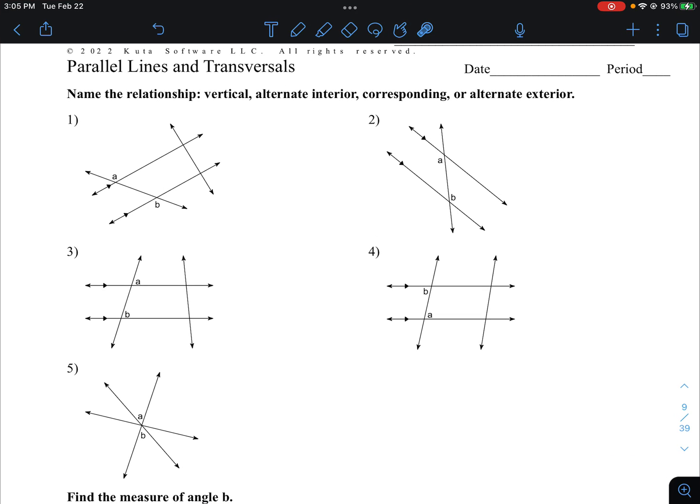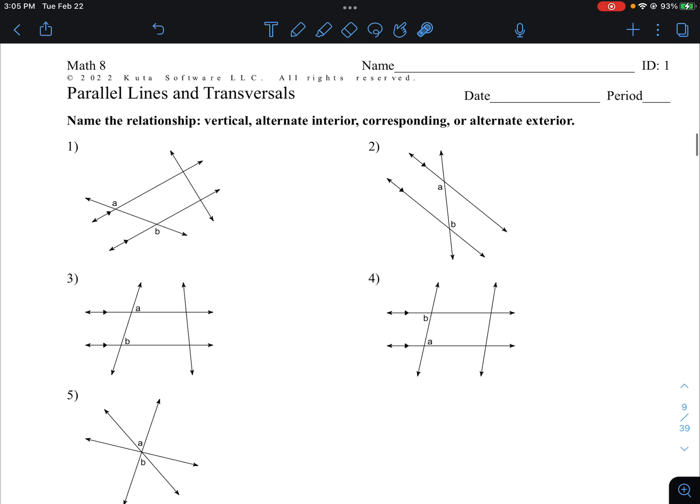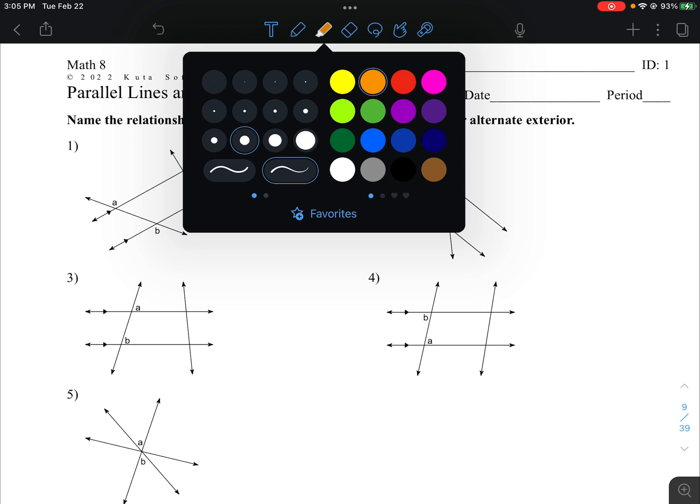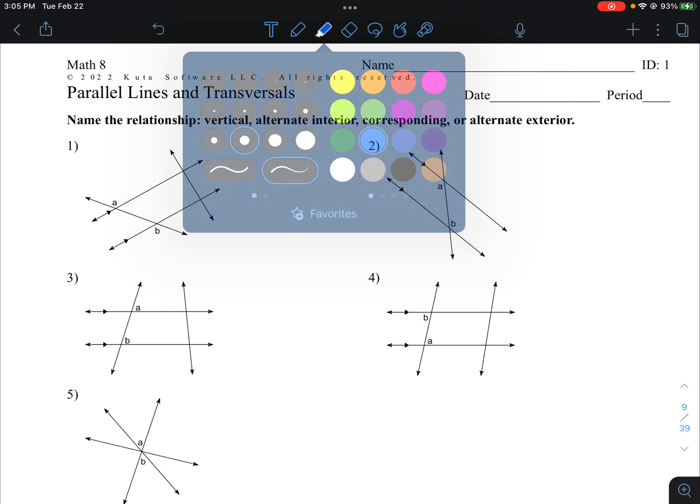In this video, we are going to look at some transversals and parallel lines and look at some relationships. So let's begin. For these examples, they want us to name the relationship. Is it a vertical angle, alternate interior, corresponding, or alternate exterior? What I'm going to start off with is highlighting the parallel lines and the transversals.